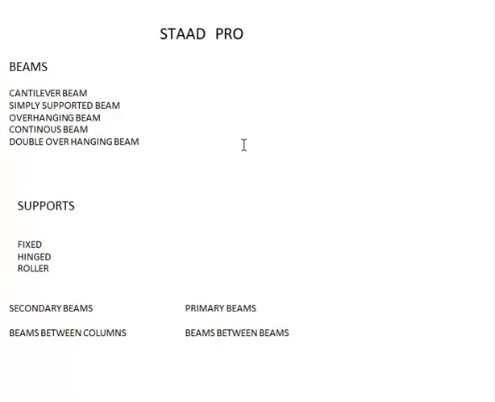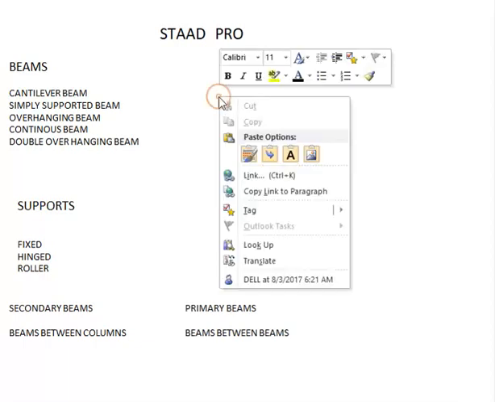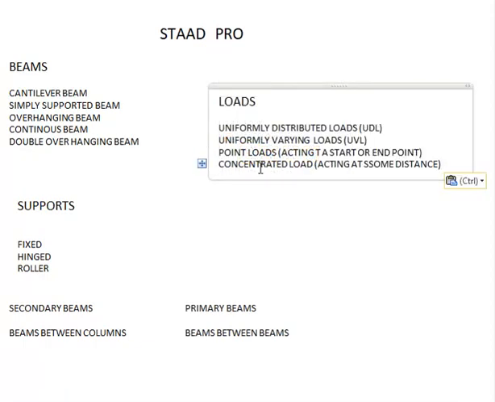Next, the most important thing that should be remembered while analyzing any structure is loads. There are different kinds of loads like uniformly varying loads, uniformly distributed loads, point loads acting at a start or end point, concentrated loads acting at some distance. Okay, basically uniformly distributed loads. The loads which are distributed uniformly over the whole length are known as uniformly distributed loads.